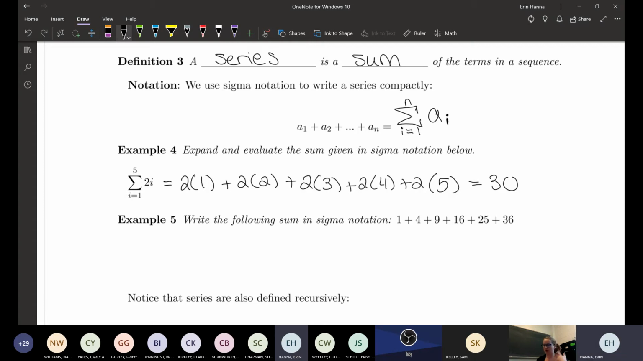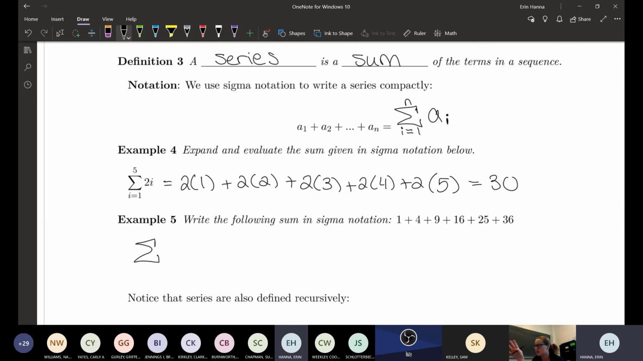So say instead I wanted to go backwards. So I have this sum. I have 1 plus 4 plus 9 plus 16 plus 25 plus 36. And I want to write it in sigma notation. Well, I need to know kind of the pattern of those numbers. What's the generic format of those numbers?